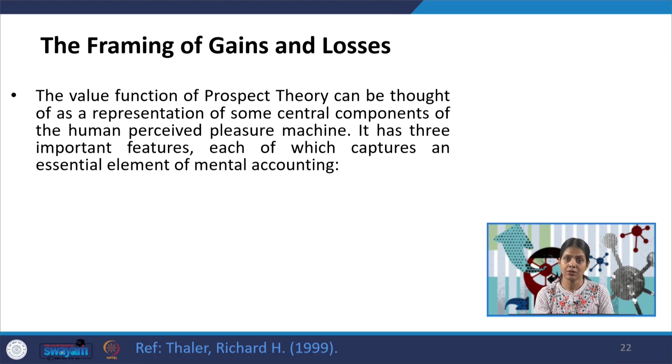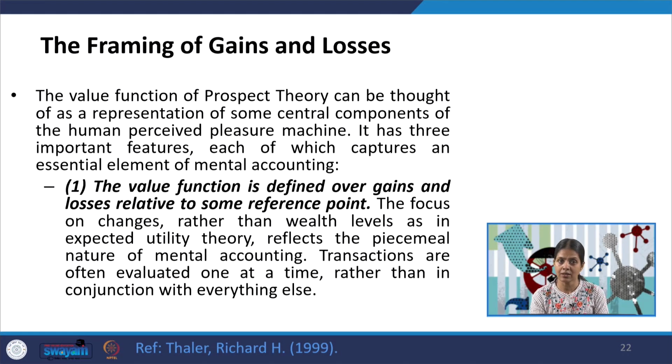Now, in order to frame the theory, mental accounting uses a certain framework. So, again we need to frame gains and losses. It heavily draws from prospect theory, as I have already mentioned. So, the value function of prospect theory can be thought of as a representation of some central components of the human perceived pleasure machine. It has three important features, each of which captures an essential element of mental accounting. So, we begin with the different features of the value function of prospect theory that we have already discussed in the previous topic. The first one is that the value function is defined over gains and losses relative to some reference point. The focus on changes rather than wealth levels, as in expected utility theory, reflects the piecemeal nature of mental accounting. Transactions are often evaluated one at a time rather than in conjunction with everything else.